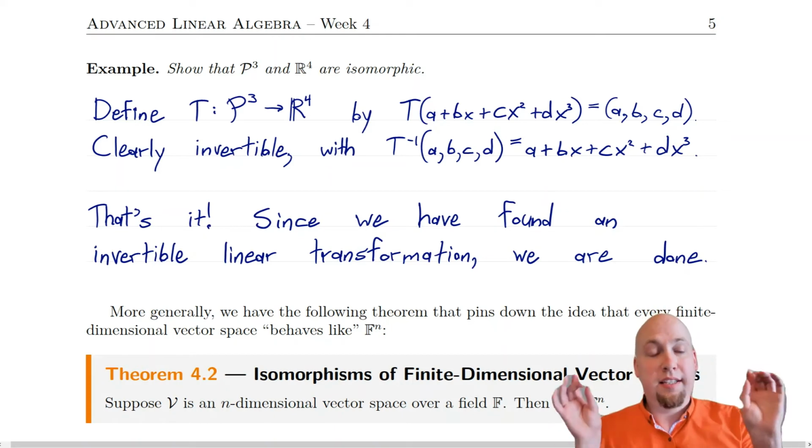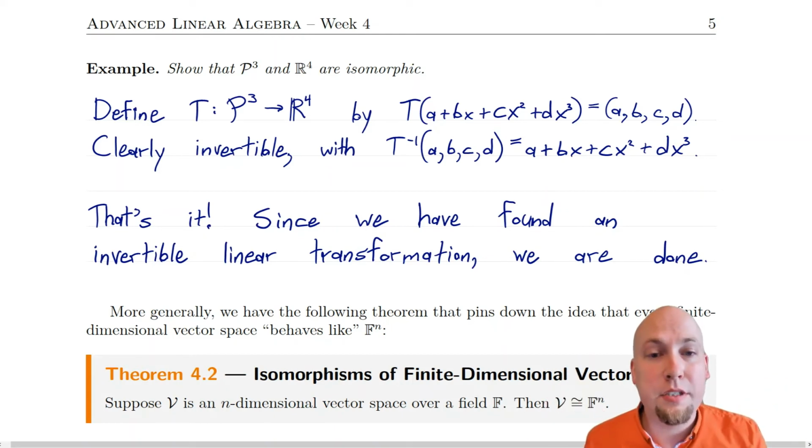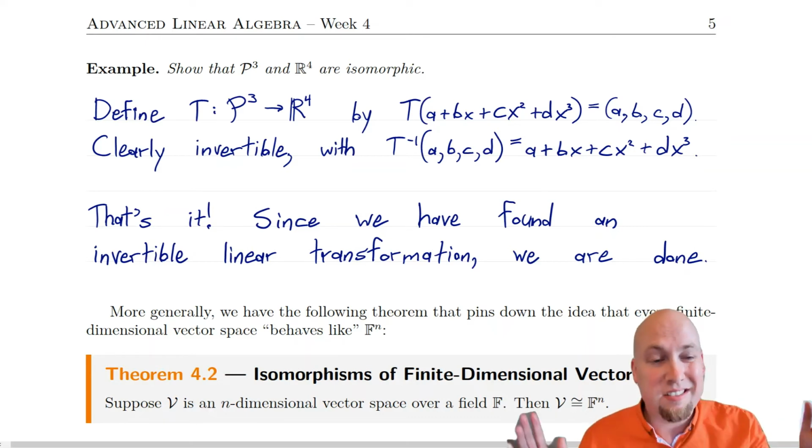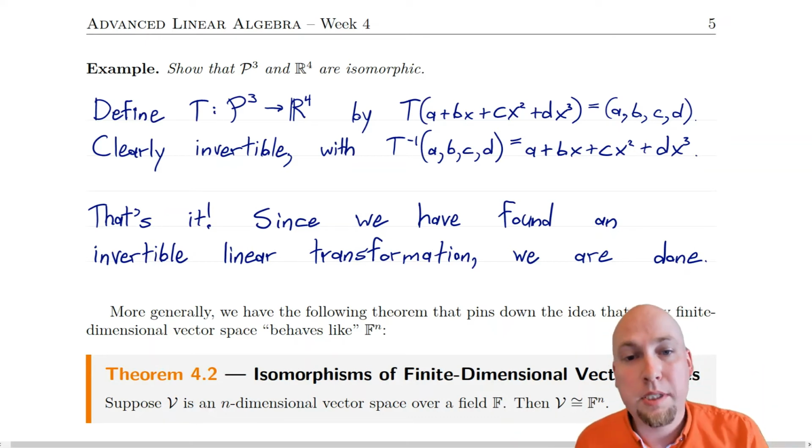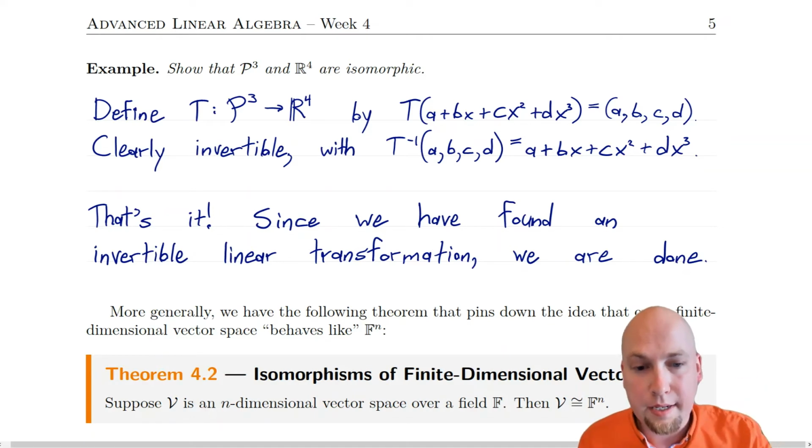All right, so there's an invertible linear transformation between these two spaces, so they're isomorphic to each other. That's it. That's all you have to check. We found some invertible linear transformation between them, so we're done.